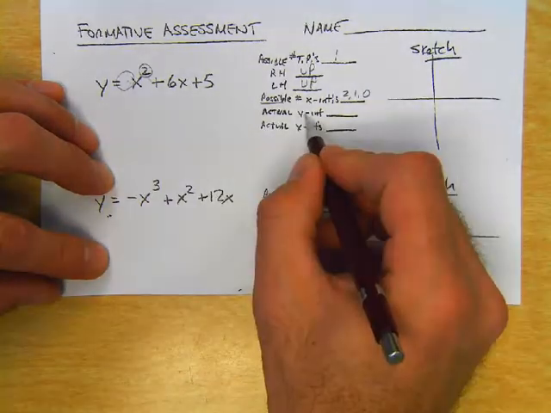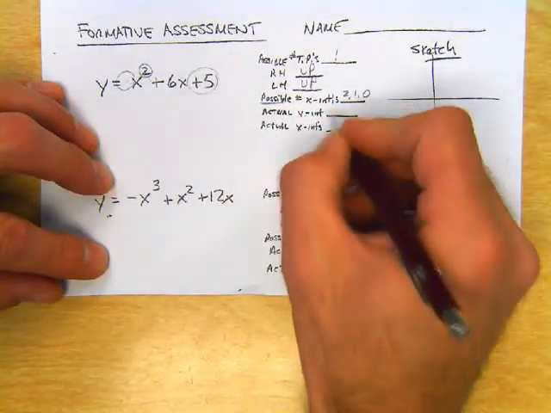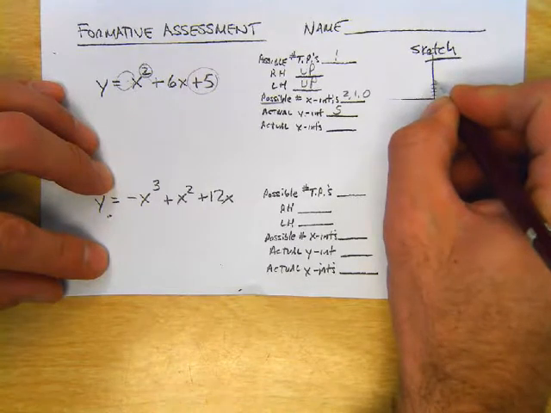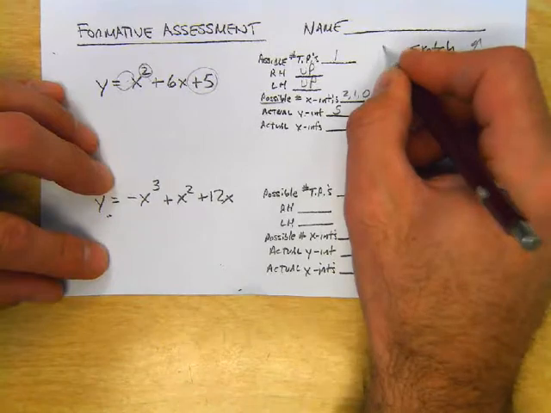The actual y-intercept is the constant term, so it's 5. So we know 1, 2, 3, 4, 5, there's the y-intercept, and we know the right hand is up and the left hand is up.